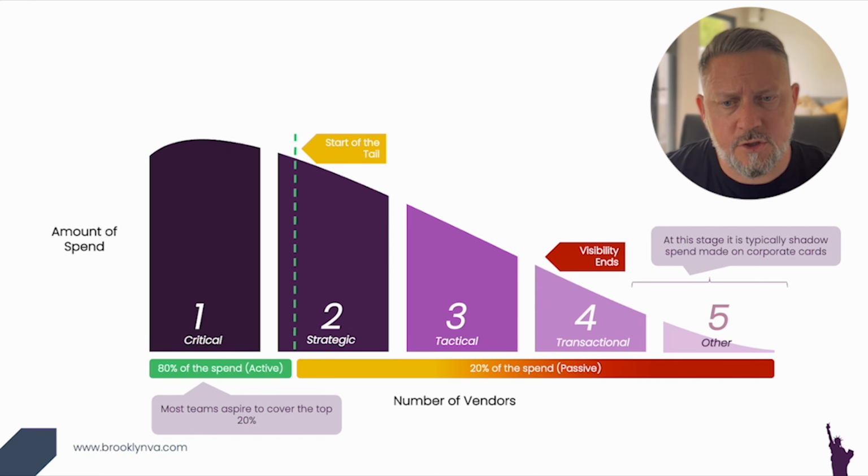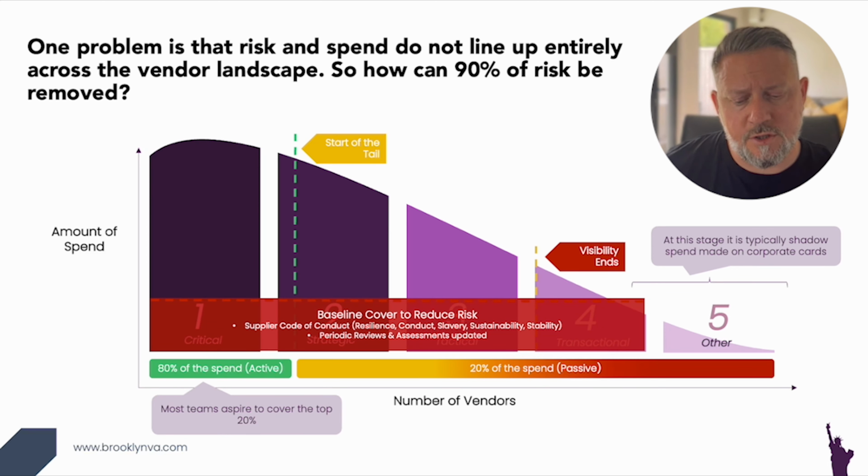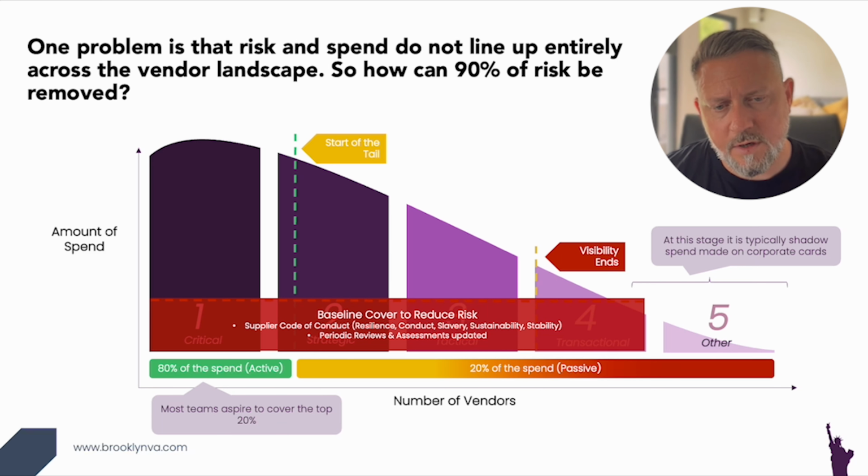So how does an organisation change away from that and look at the first problem, which is how would you, in one step, remove like 90% of the risk of all the vendors that sit in your supply chain? You wouldn't necessarily do that by managing the biggest 10% where most of the spend sits. You'd look at how you could use a set of baseline standards to cover things like a supplier code of conduct, to talk to your vendors around how resilient they are from a business perspective, how they conduct their business, are they anti-slavery, are they sustainable, and are they stable as a supplier? And you'd do it through periodic reviews and assessments that are updated on a regular basis.